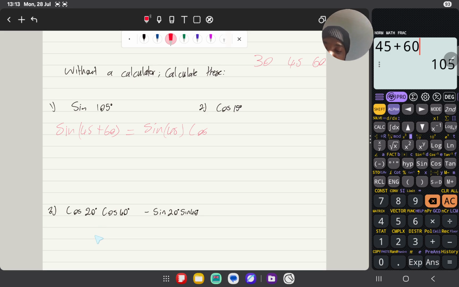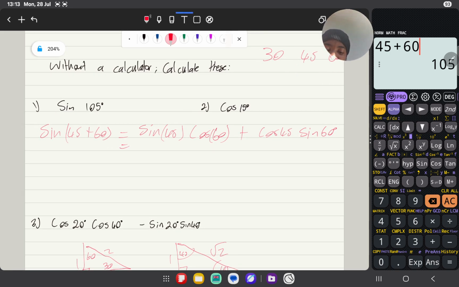I'll have them right here. So I have 30 and 60, with sides 1, 2, square root of 3, and then of course the 90 degree triangle with sides 1, 1, square root of 2, and angles 45, 45. So sine 45 cos 60, then it's a plus cos 45 sine 60.